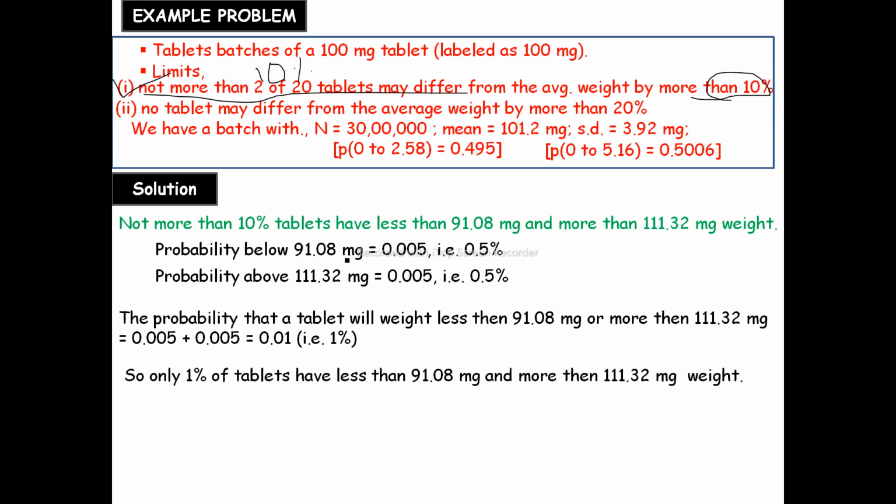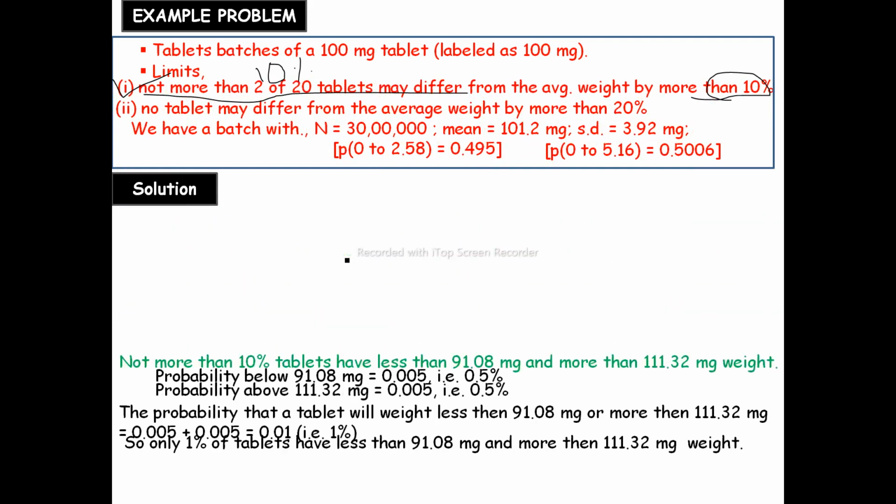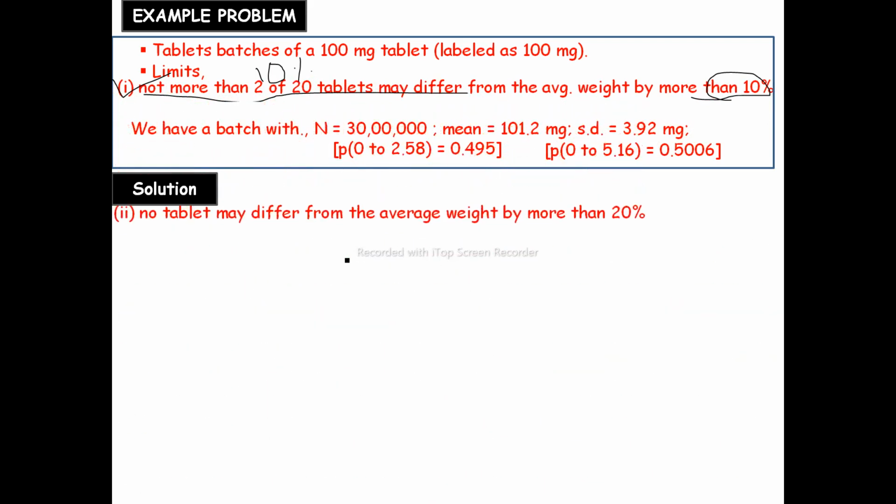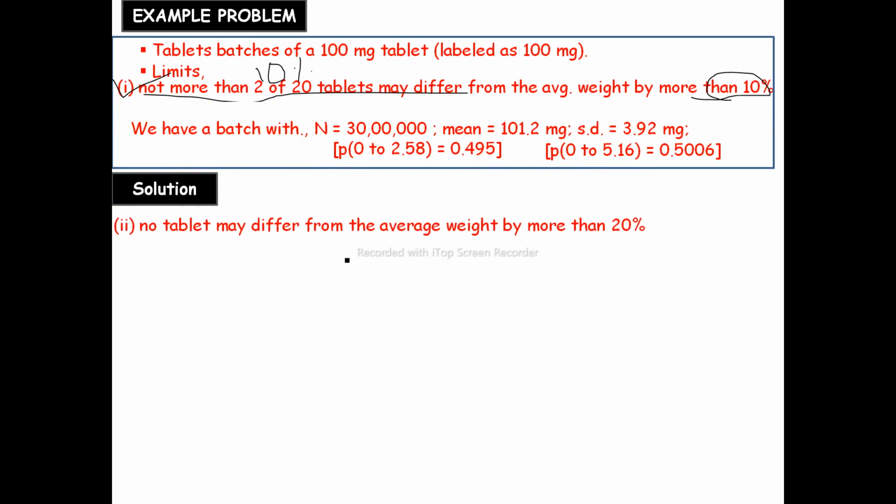So only 1% of the tablets have weight less than 91 and more than 111 mg. Okay. Now this problem's first part has been solved. Now we'll go to the second part of the problem, that is no tablet may differ from the average weight by more than 20%.